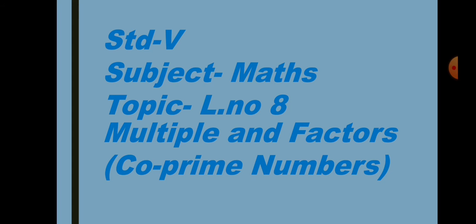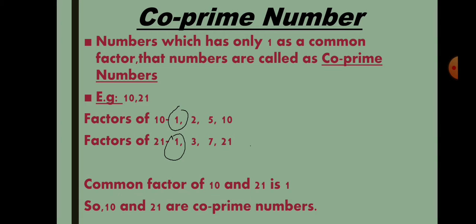Welcome to maths class. Today in this class we are going to continue with lesson number 8 and the topic is co-prime numbers. So let's start with our explanation. Now in the last lectures of maths we have learned what are multiples, factors, prime numbers and composite numbers. Today we will learn what is a co-prime number. So the numbers which have only 1 as a common factor are called co-prime numbers.